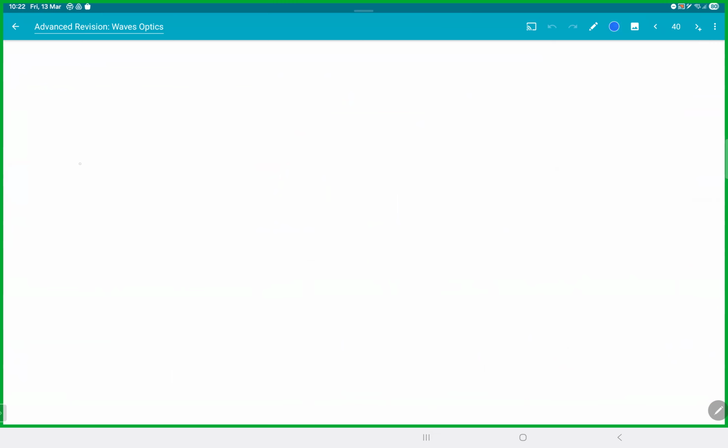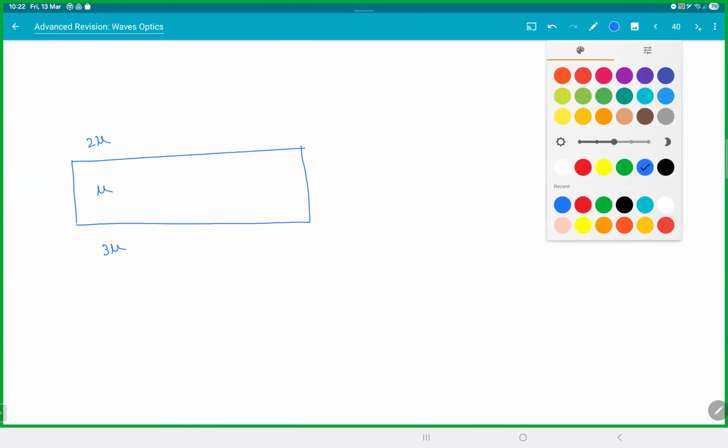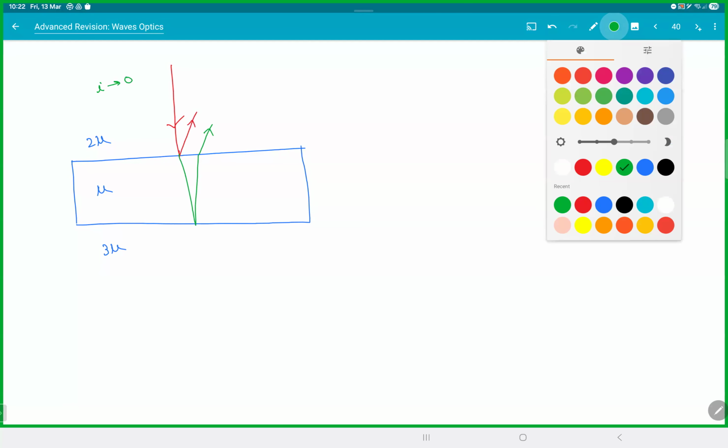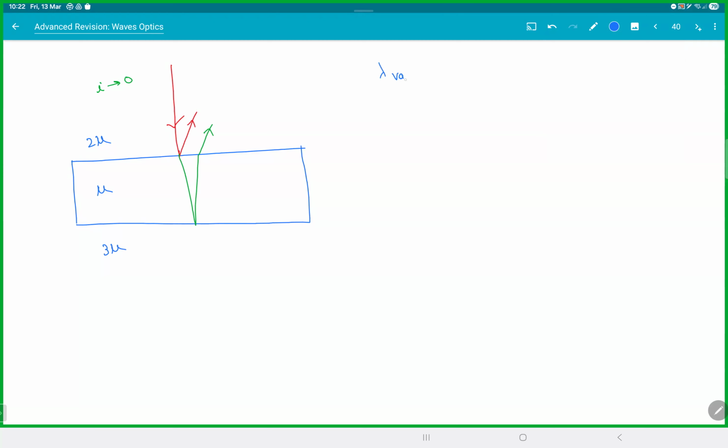Tell me about this guy. Let's say we have a slab. This is 2 mu, this is mu, and this is 3 mu. And the light ray is almost coming at an angle 0. So this is the light ray. One light ray bounces off like this. Another light ray enters and comes off like this. And so we can say i almost tends to 0. Lambda vacuum is lambda naught. Can you find the path difference between ray 1 and ray 2?